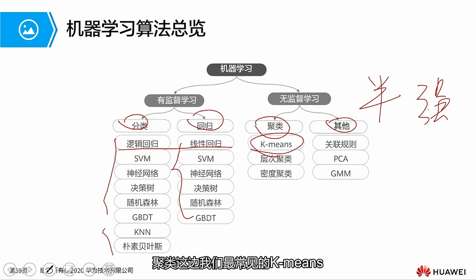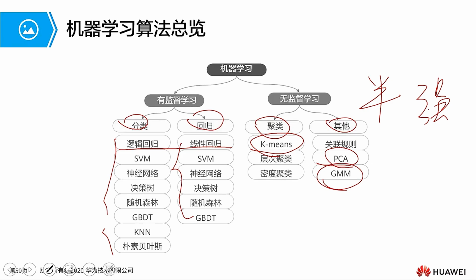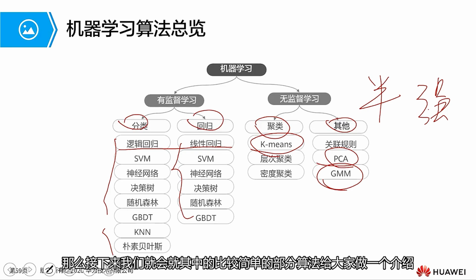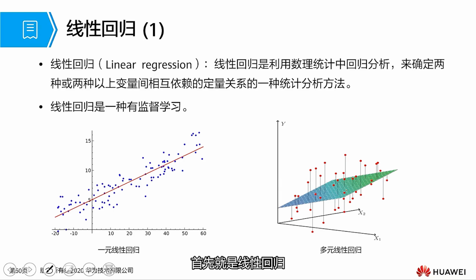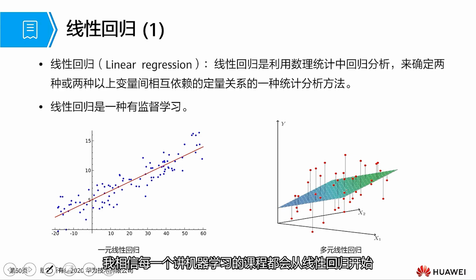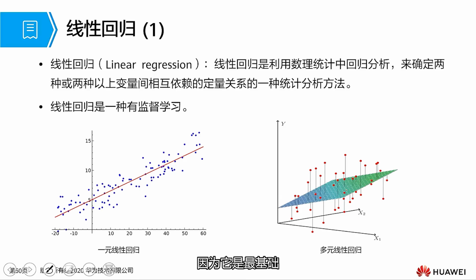Moving on to unsupervised learning, there are clustering tasks and some other types of tasks. In clustering, the most common one we see is k-means. There are hierarchical clustering, density clustering, and even spectral clustering. Other algorithms, such as PCA, is simply an algorithm for dimensionality reduction. And our Gaussian mixture model, when performing some speech processing tasks, this kind of model is commonly used. So, next we will focus on the relatively simple algorithms in it.